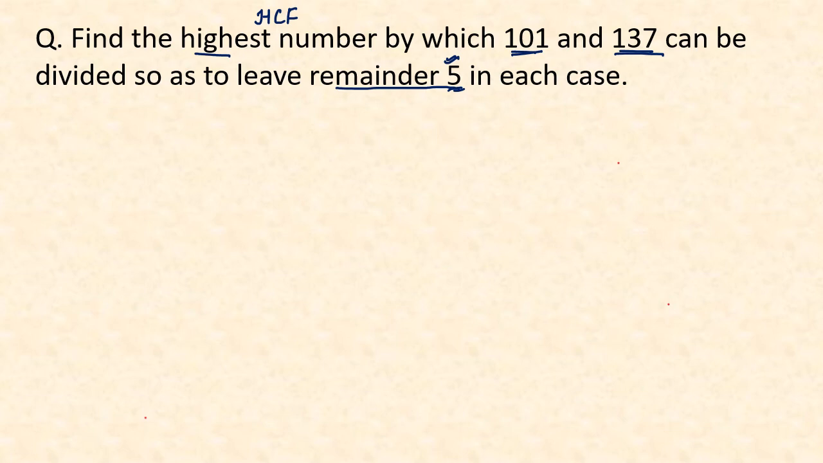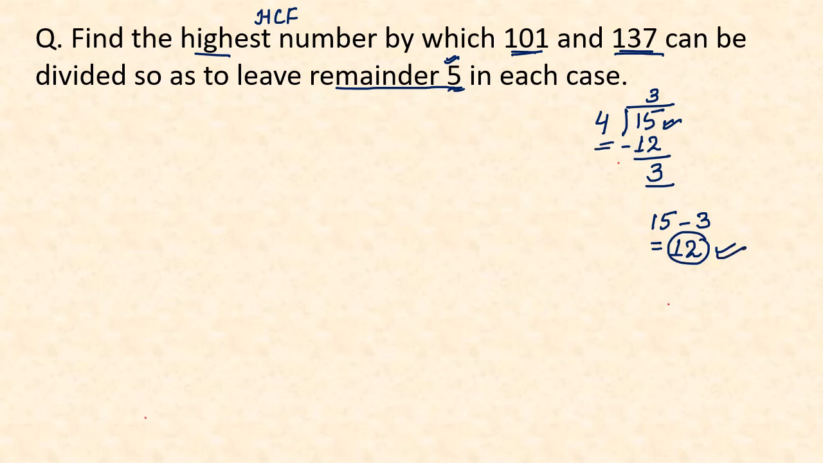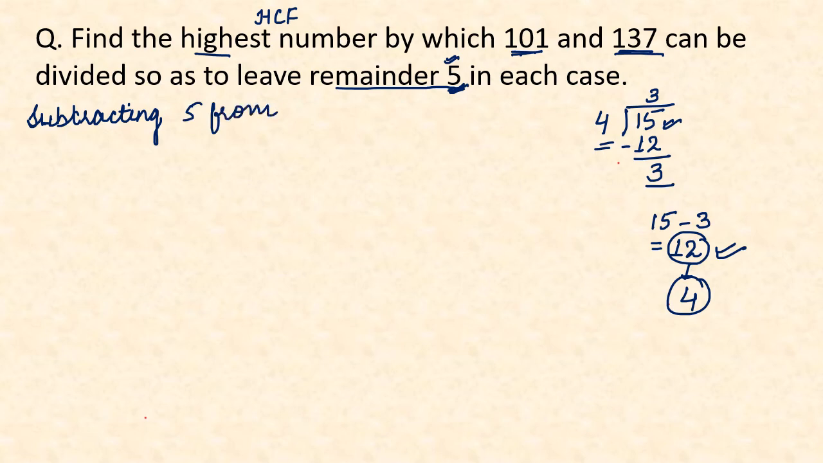Because take a number like 15 divided by 4. If we divide 15 by 4, we know 4 threes are 12, remainder is 3. So 15 is not exactly divisible by 4, but if we subtract this remainder from the dividend, 15 minus 3, we will get 12. So this 12 is exactly divisible by 4. 4 is a factor of 12. Therefore, firstly, to find the highest common factor, we will subtract remainder 5 from 101 and 137. So subtracting 5 from 101 and 137. 101 minus 5 will be equal to 96.